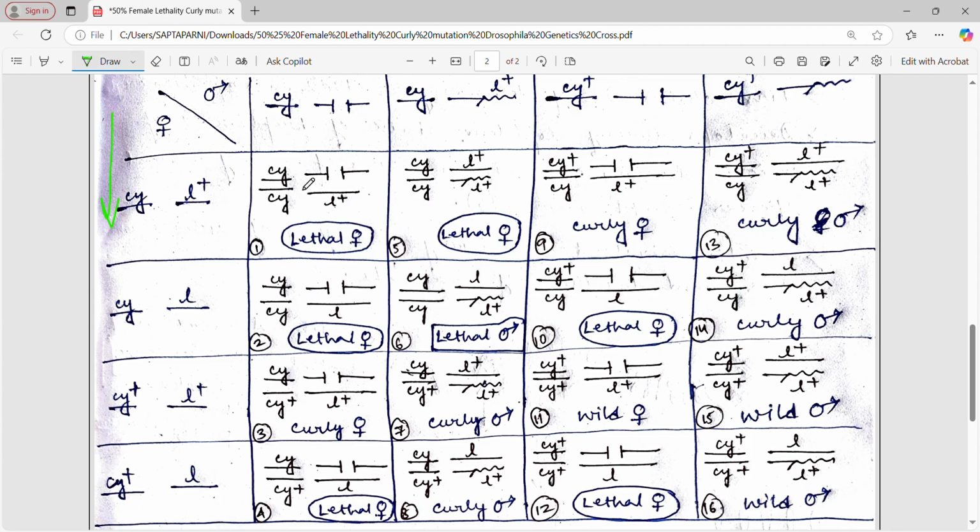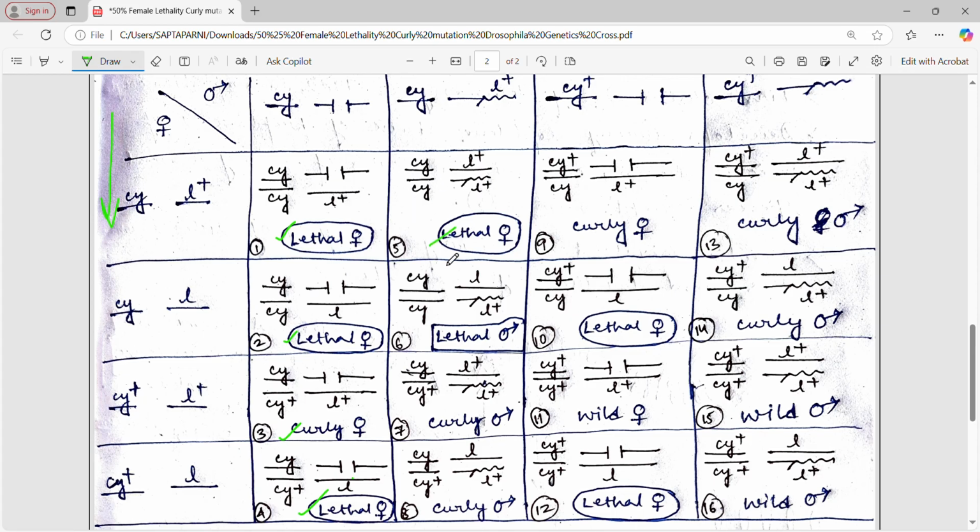See here, you can see Cy and 2 X chromosomes, but as we know that Cy is a recessive lethal allele, whenever Cy is present, it will die, so it is a lethal female. Similarly, it is also a lethal female due to the presence of Cy here. Then Cy plus with 2 X chromosomes, one having L plus, so it will be a surviving curly female. Then Cy plus, so it is a curly female, but as it lacks the L plus allele, it will be a lethal female. Then due to the presence of Cy, it is already dead.